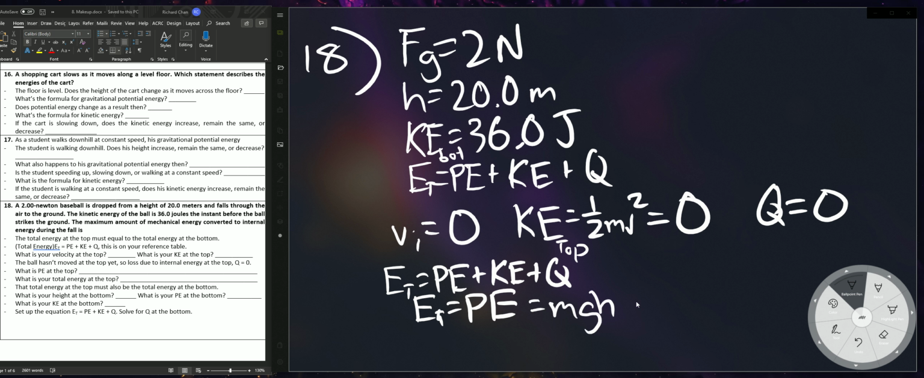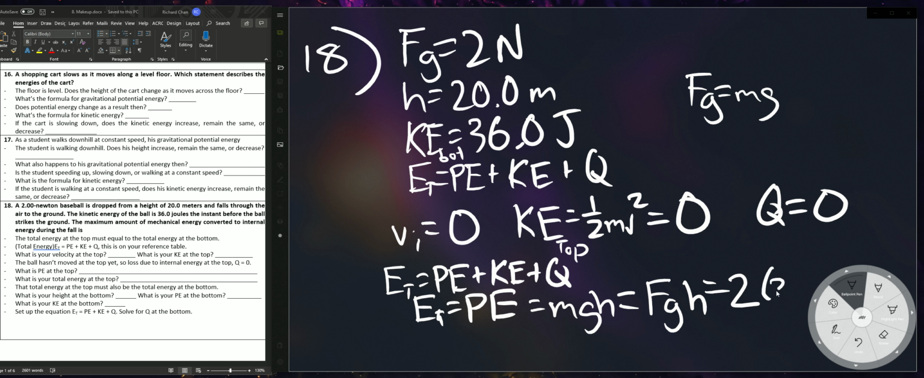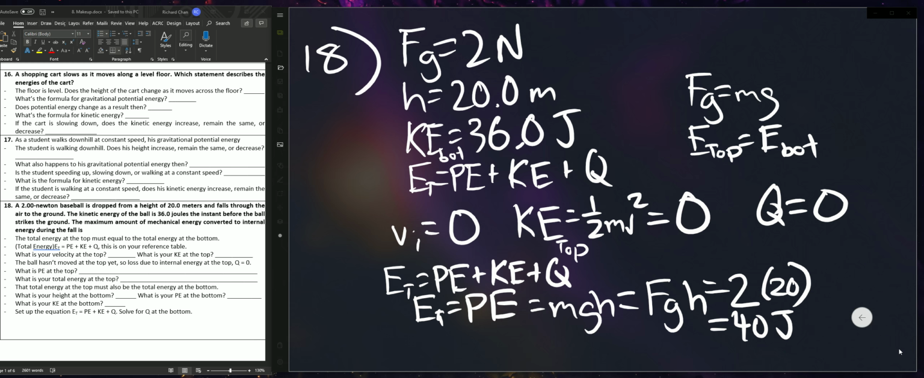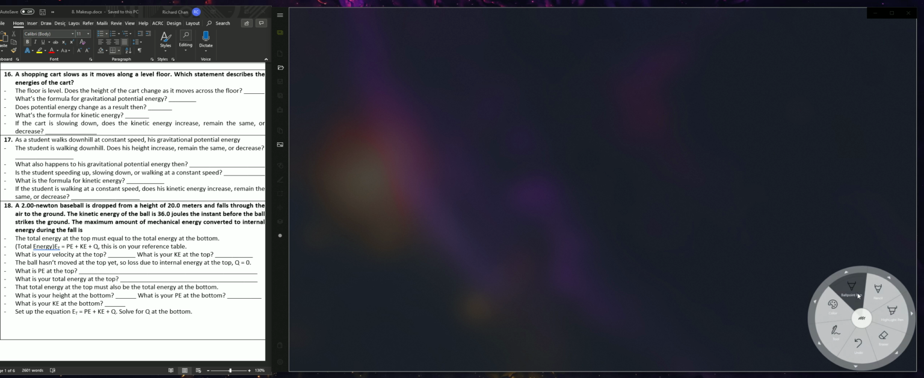And so your potential energy is just mgh, and mg is just Fg, because that's the formula. It gives you Fg up there, so 2 newtons times 20, and you're going to get 40 joules. So that's your total energy at the top. Then your total energy at the top must equal your total energy at the bottom, right? So E bottom is also 40 joules.